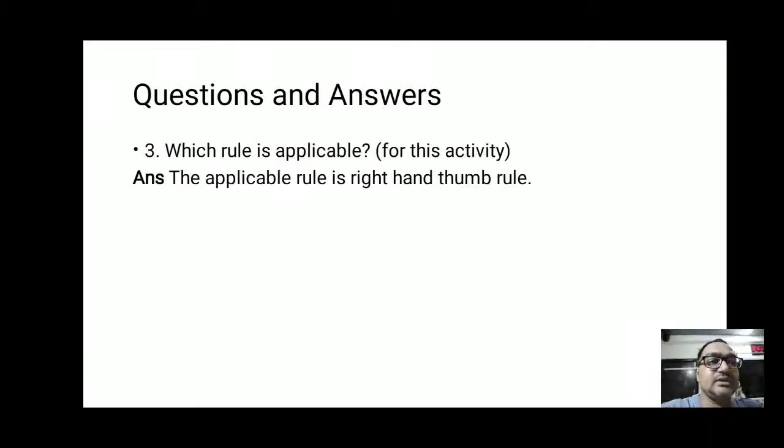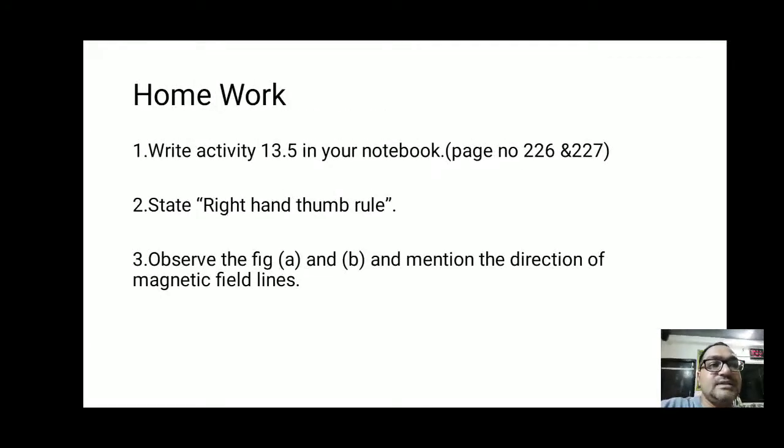The next question: which rule is applicable for this activity? Here the applicable rule is the right hand thumb rule. So we have to apply the right hand thumb rule. These are the certain questions based on this activity.